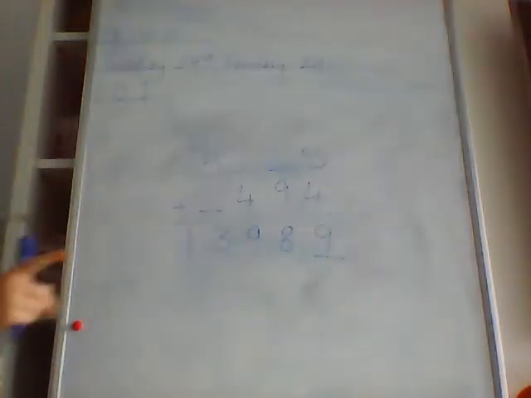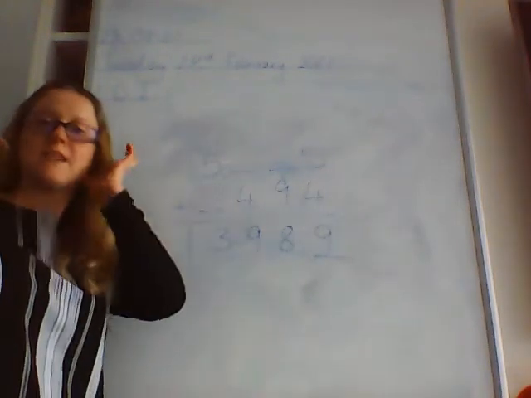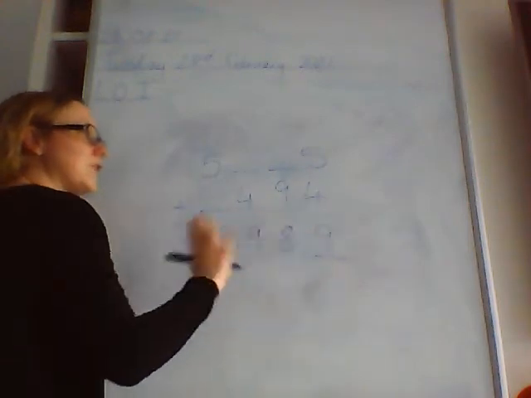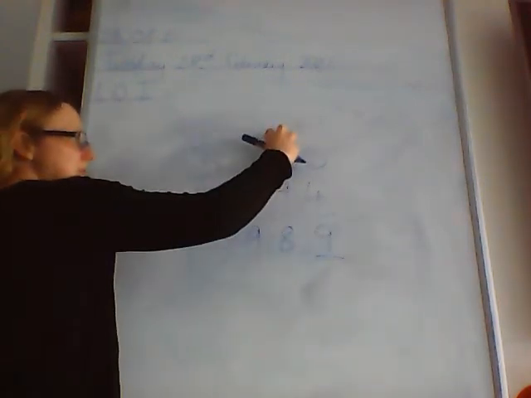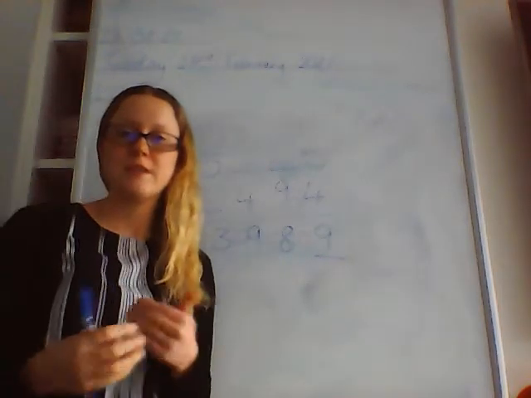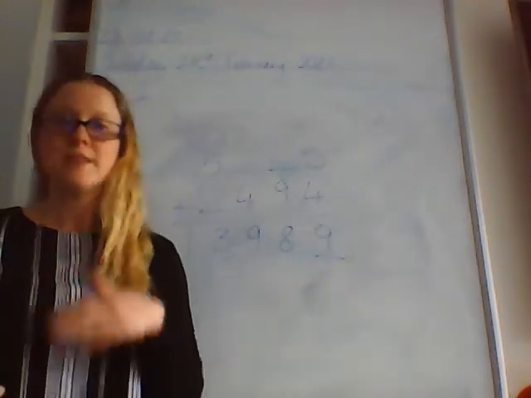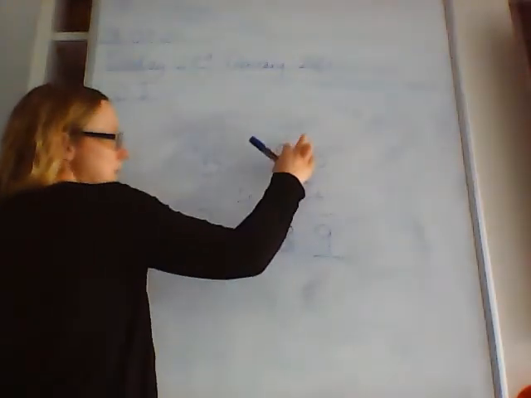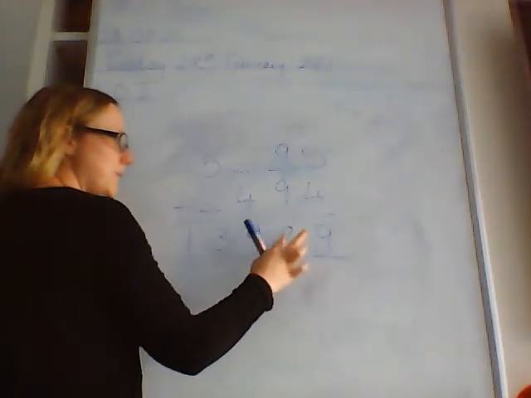We can't stop there though because we need to find these missing digits. It's not just about the answer. So 5 add 4 is 9. I've got nothing to carry. I'm going to say to myself, what add 9 equals 8? Well, nothing add 9 equals 8 because 9 is bigger than 8. However, 9 add 9 equals 18. So if I was to put there 9, 9 add 9 equals 18, I put the 8, I carry the 1.